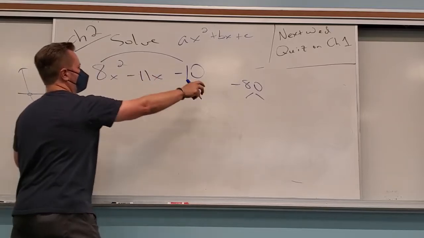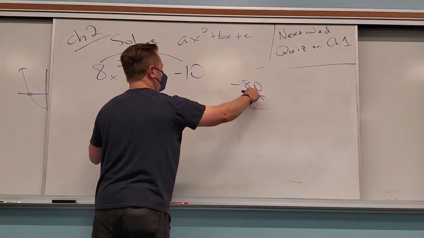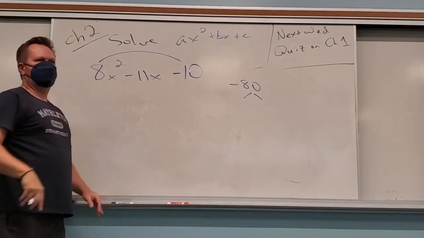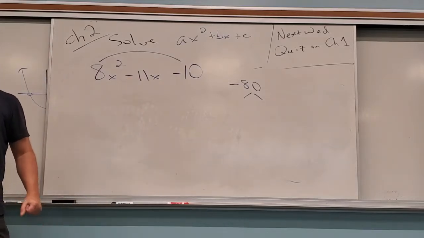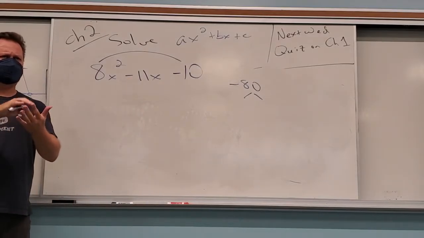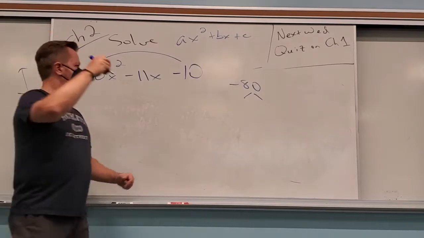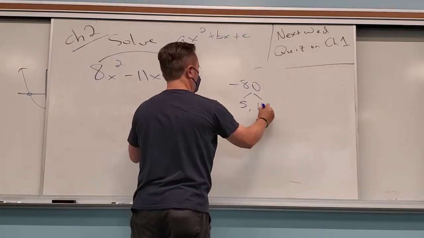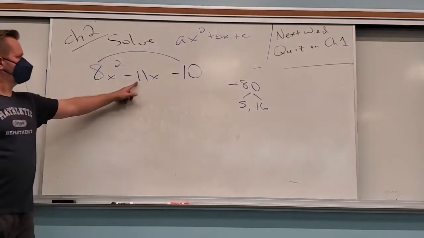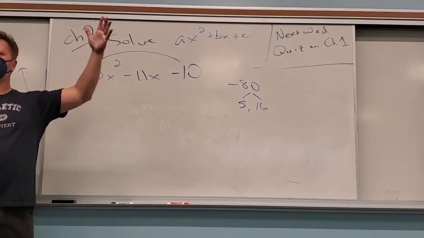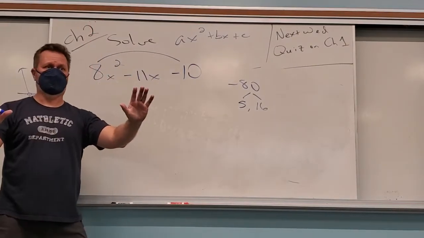So 8 times -10 is -80. I need factors of -80 that make -11. So you might have to think about it for a while. I'll let you use a calculator. 5 and 16? And which one's got to be negative to make this work? The bigger one's got to be negative.